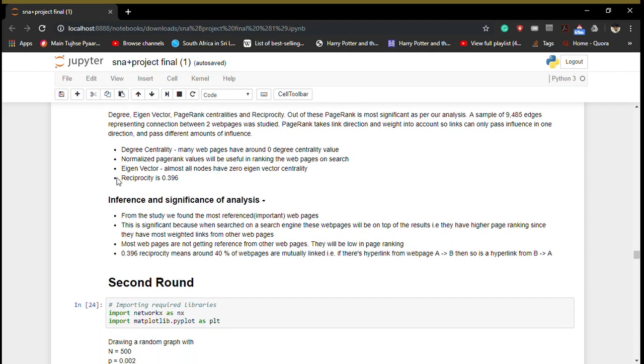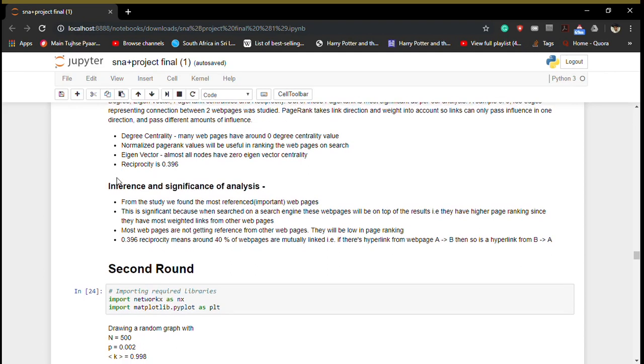So the significance of our analysis is to study the most referenced web pages, and this is significant because whenever we search a web page on any search engine, the sorting of the results depends upon the PageRank value only. So the higher the PageRank value, the higher on the top the results will appear. And also we have seen that most of the web pages are not getting references from other web pages. That is why the centrality values for most of the nodes were coming around 0.